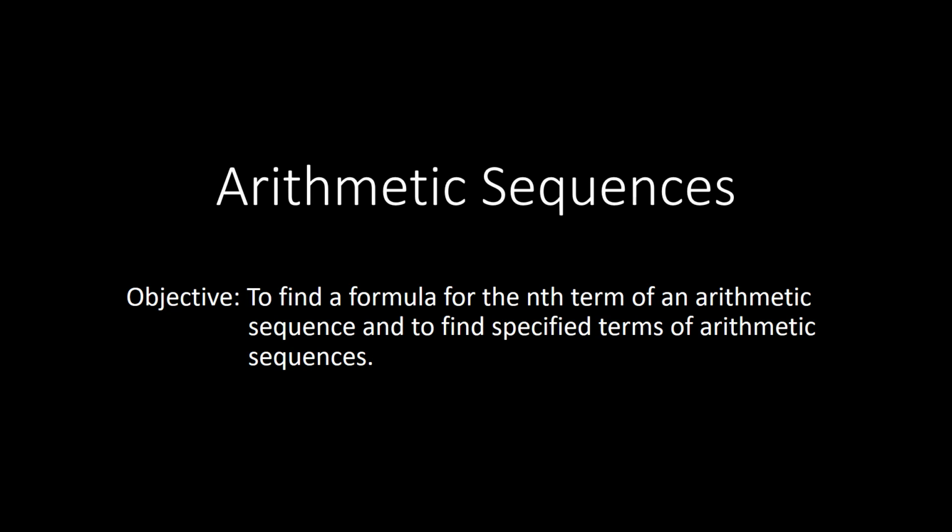In this lesson, you will learn to find a formula for the nth term of an arithmetic sequence and to find specified terms of arithmetic sequences. Now, as we begin, we have our first example where we can tell the pattern is adding 4 every time. We have 3 plus 4 gives me 7, 7 plus 4 is 11, and etc. And the question here is, what is the 100th term?